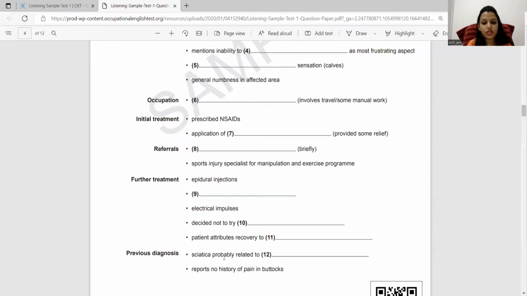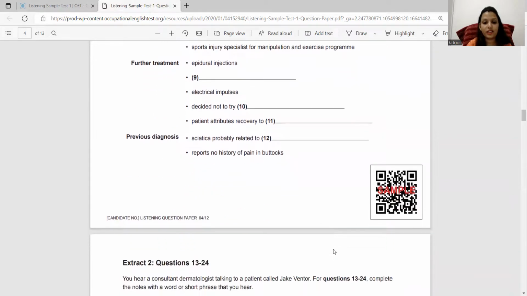Next, previous diagnosis, sciatica, probably related to dash. So here the meaning of "to" is "associated with." Okay, sciatica associated with what? So here you can see in blank 4, inability to do something. So you can predict the action verb. Here, the patient attributes recovery to dash. So recovery because of what? And here related to dash. So what is the association between sciatica and the answer? Okay, so you need to predict your answers like this.